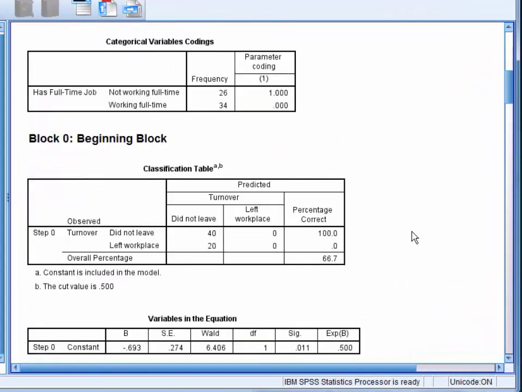The first table to look at is the classification table for block 0. This is the block of the model with no predictors entered. Here, we can see that the model can correctly predict 66.7% of cases simply by predicting that no individuals had left.